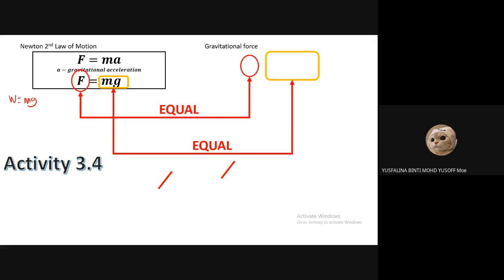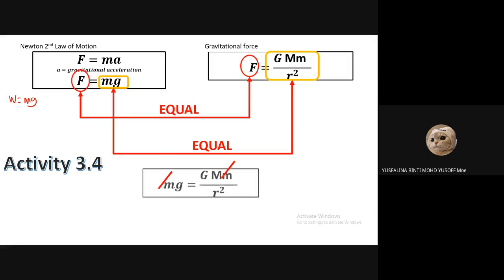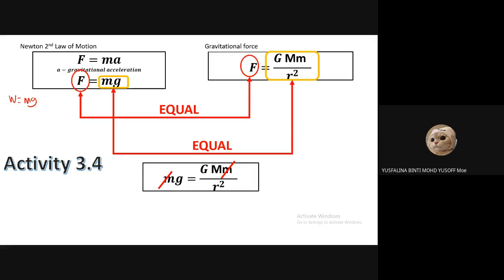So F equals mg, right? So F is also equal to GM over r squared. And then this one is equal, so we can make an equation like this: mg equals GMm divided by r squared. So we can just cut the m here, and it will be left g equals GM divided by r squared.